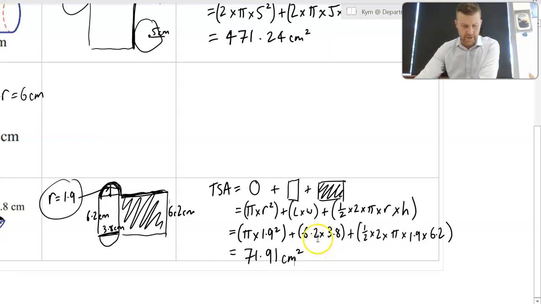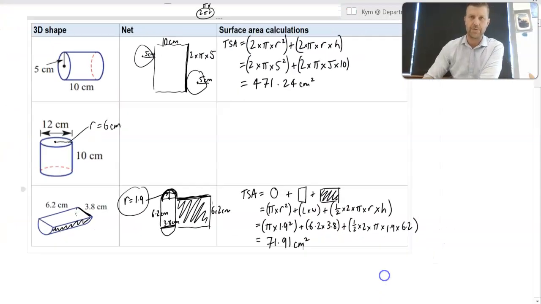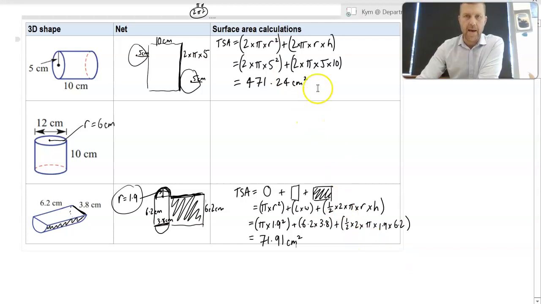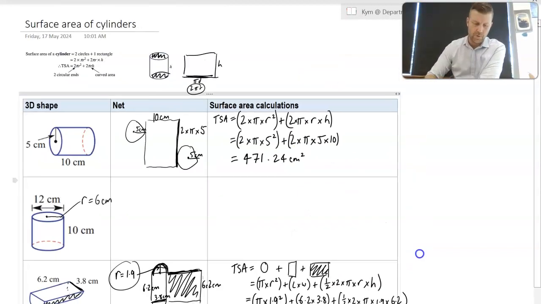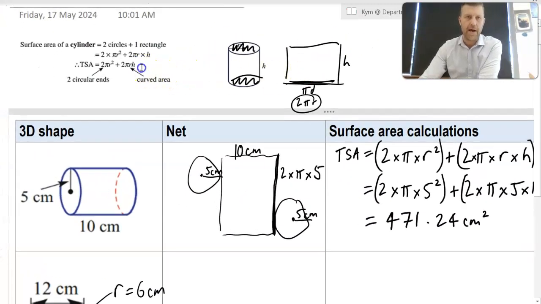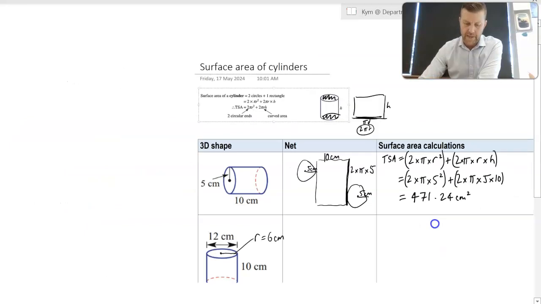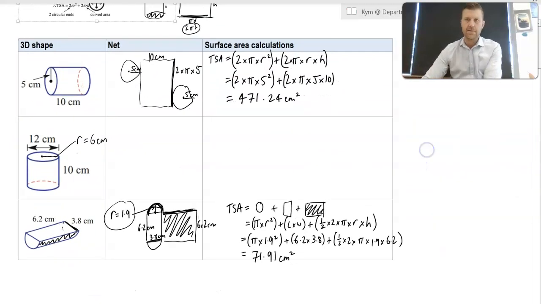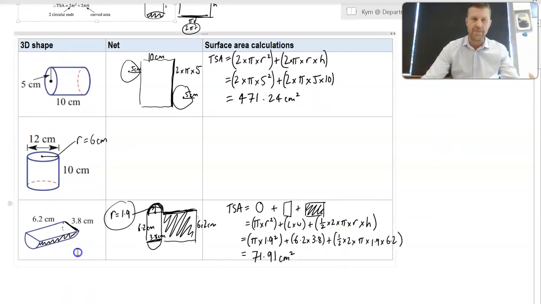So there you go. That's how you would work out the total surface area of a cylinder and a half cylinder. Yes, there is a formula for cylinders that you can use, but I think understanding each section and what it means is important, so that when you get a question like this with half a cylinder, you can work out the area of the individual components, or the individual shapes that make up that half cylinder.